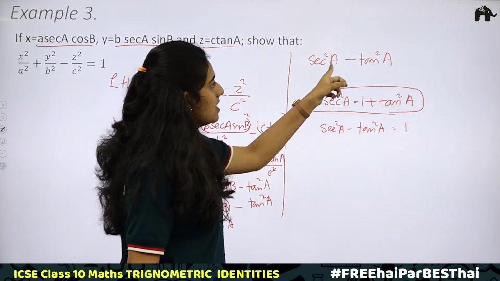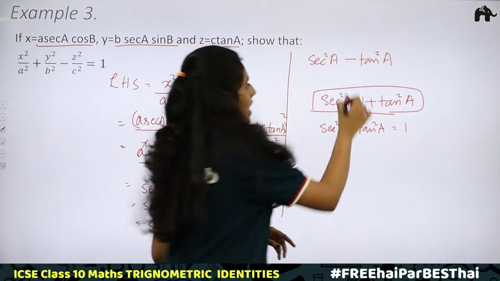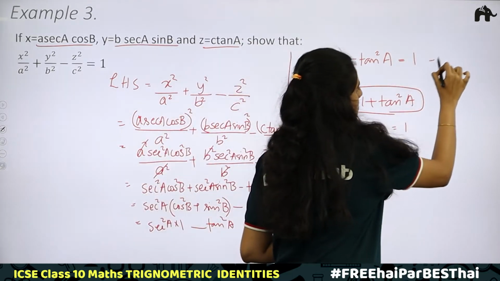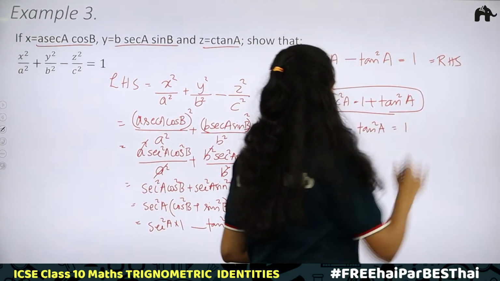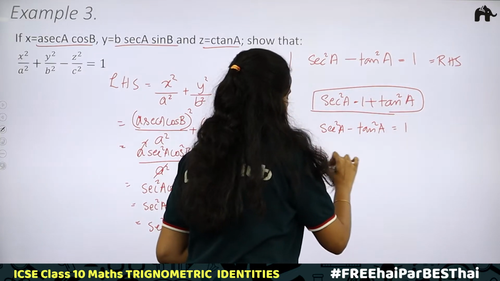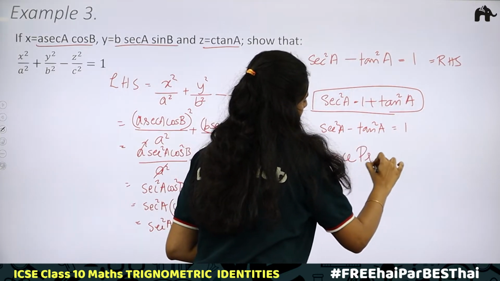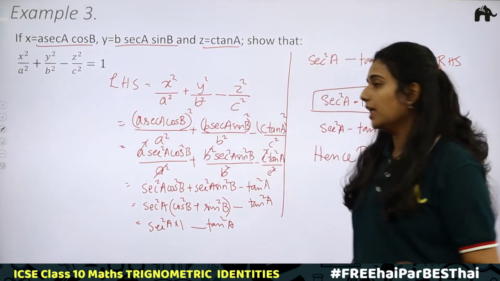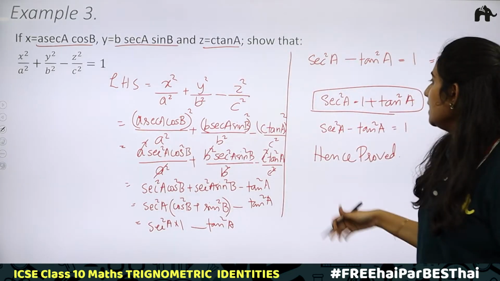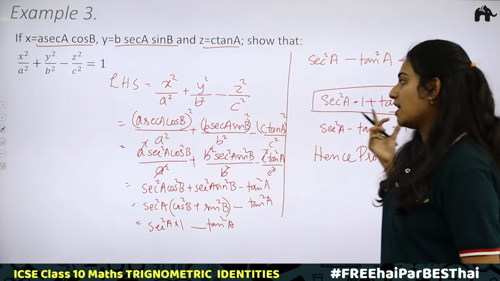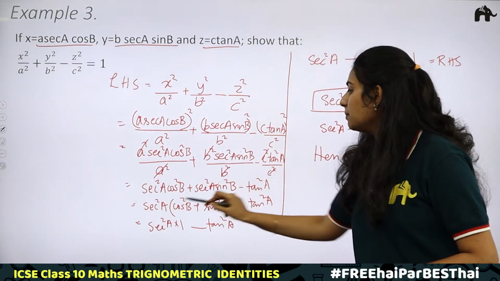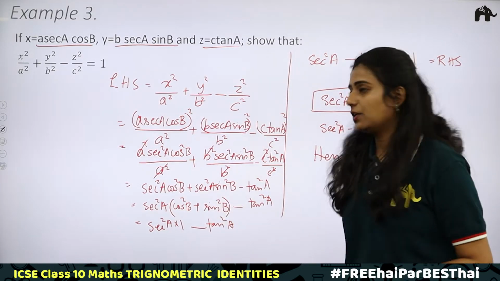Now here we have sec square A minus tan square A, and that is equal to 1, which is the RHS. So this is the required proof. Clear? Here we have used the identity sec square A is equal to 1 plus tan square A, and sin square B plus cos square B is equal to 1.